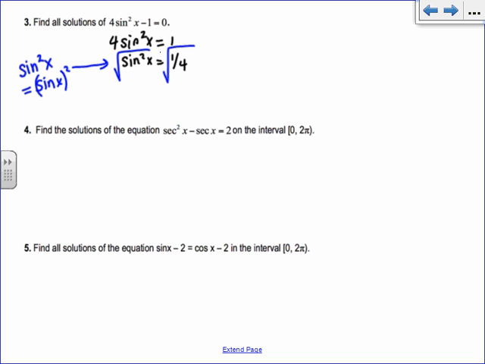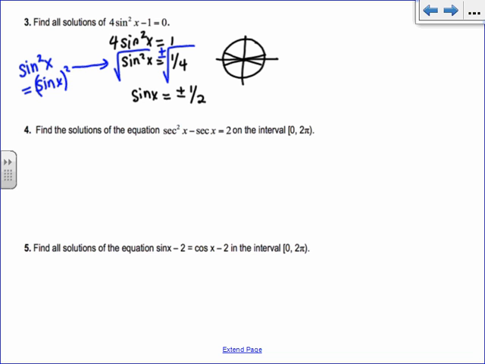And whenever we take a square root, we always have to write a plus or minus. Don't forget your plus or minus. Everybody always forgets that on this. So we have sine of x equals plus or minus 1/2. All right, so what we're saying is when is the y value either equal to positive 1/2 or negative 1/2? So how many answers am I going to have? 4, exactly.